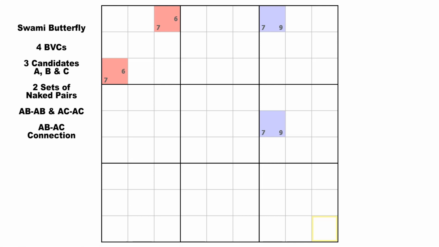Those are the two wings. 4 by-value cells, 3 candidates, and all 4 cells contain a common candidate. Up here we've got AB, AB, and over here we've got AC, AC. And one of the AB cells and one of the AC cells are both in row 1, which means they can see each other and can therefore be linked to create an XY chain.